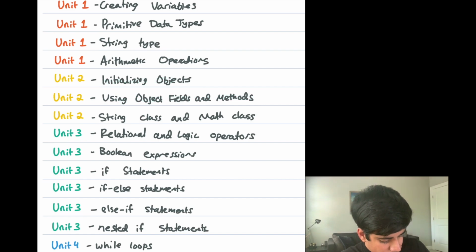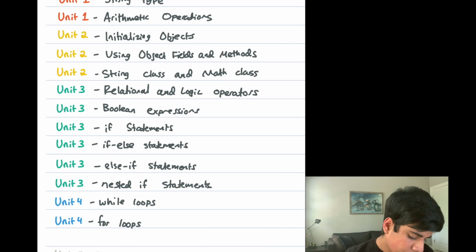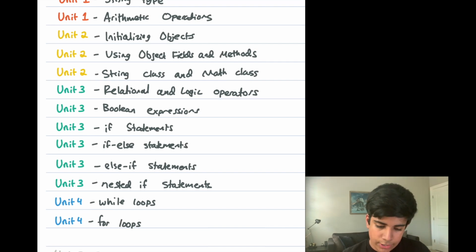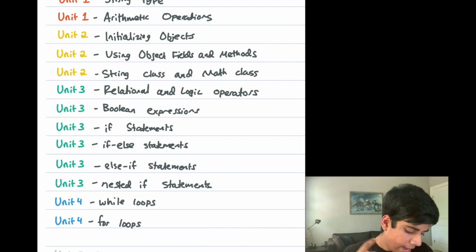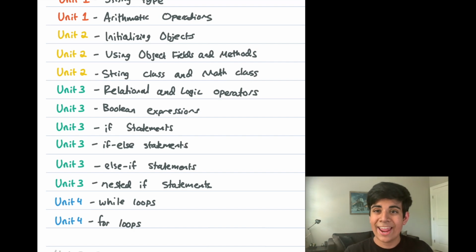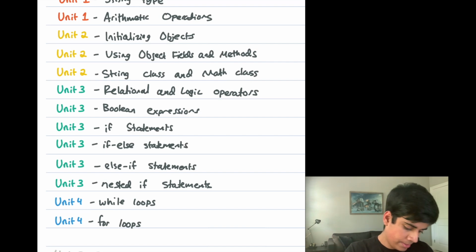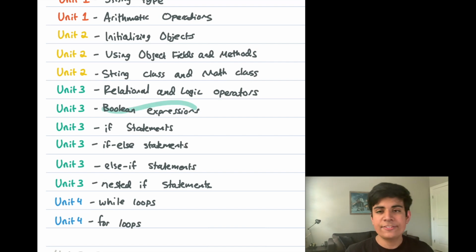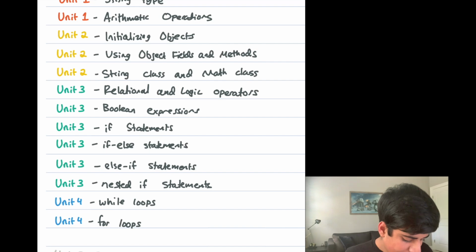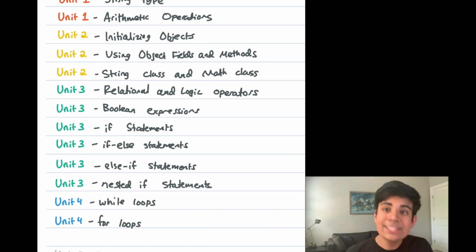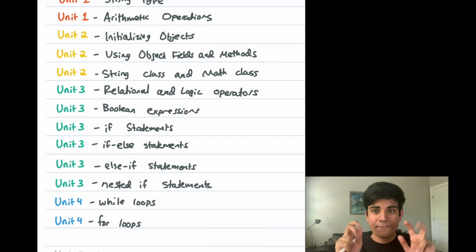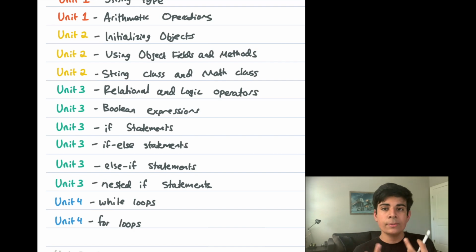Then unit 3 is going to be your Boolean expressions and if statements unit. So relational and logic operators, this is, for example, greater than, less than, equal to, not equal to, greater than or equal to, less than or equal to. And then logic operators, right, which are going to be your and, your or, and your not. Then Boolean expressions and if statements, those kind of go together. If statements, else statements, else if statements, and nested if statements. Those are all of the different if statement variations pretty much that you'll have to know. You have to know all of them as well and be able to apply them.